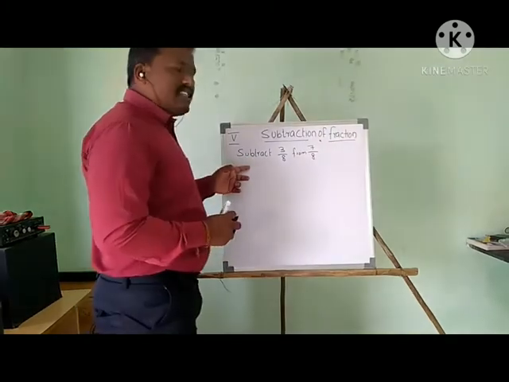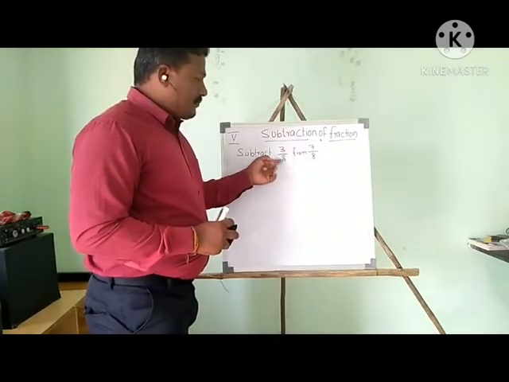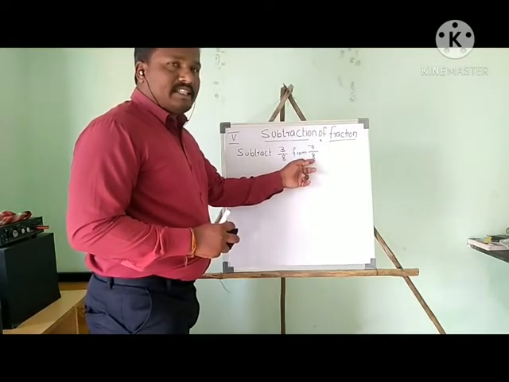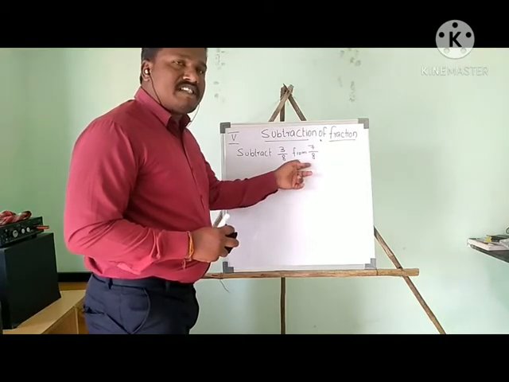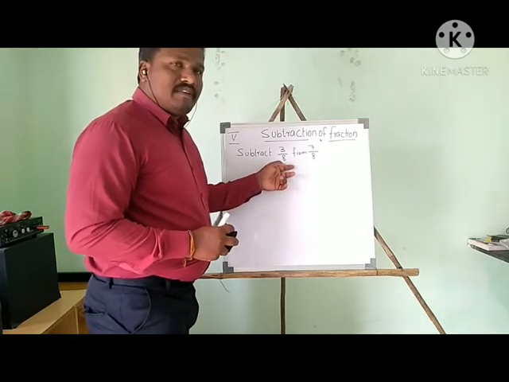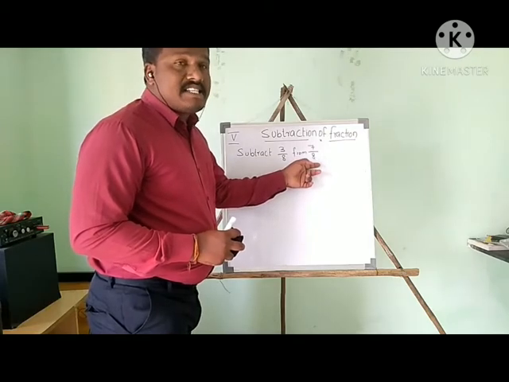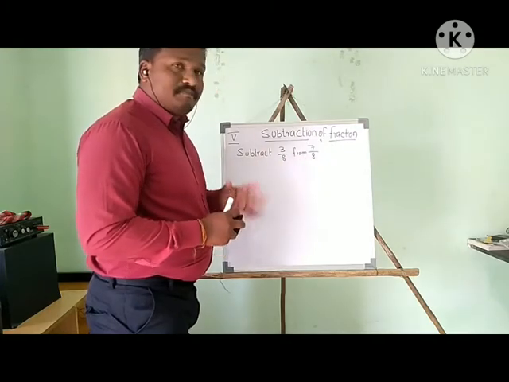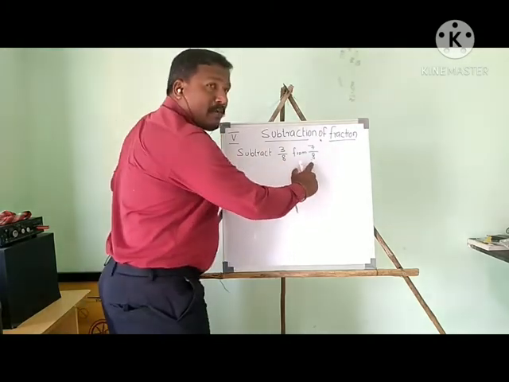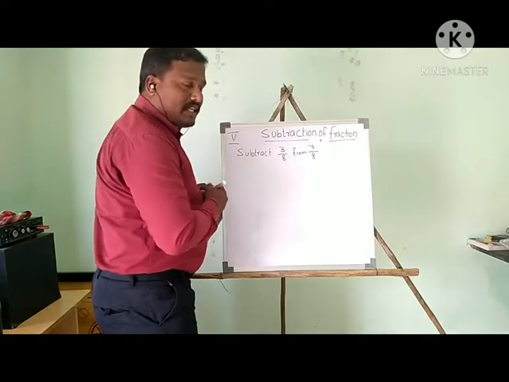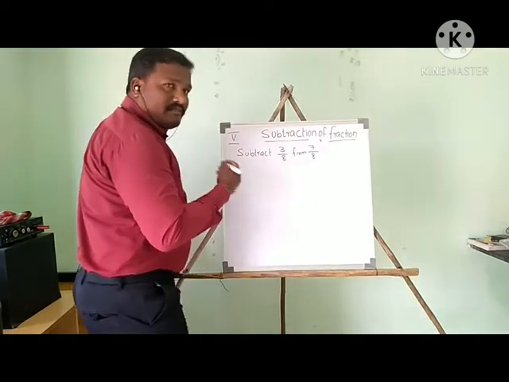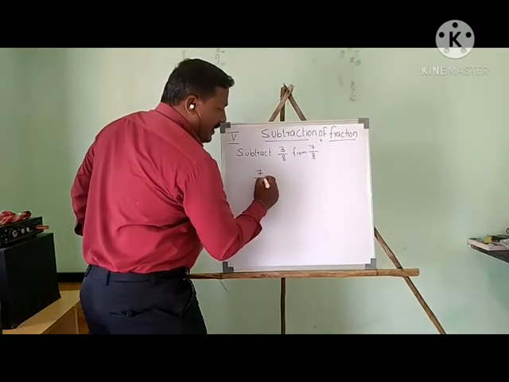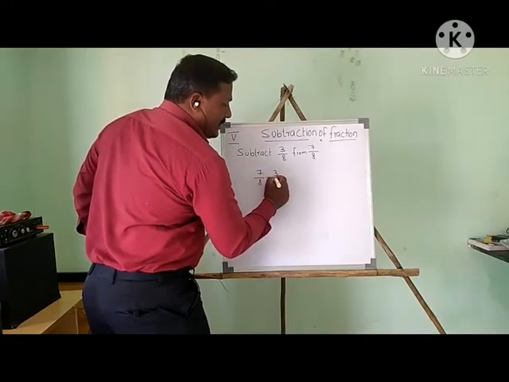Okay, here the given fractions, you know very well: subtract 3 upon 8 from 7 upon 8. So both denominators are the same. If you see the given fractions, the denominator is the same. So we can subtract easily, from 7 upon 8 take away 3 upon 8. So 7 by 8 subtract 3 by 8.